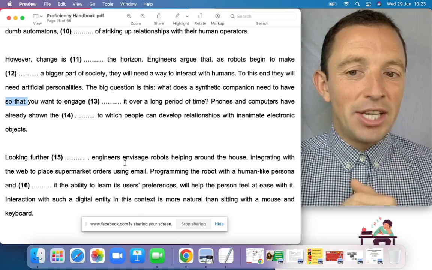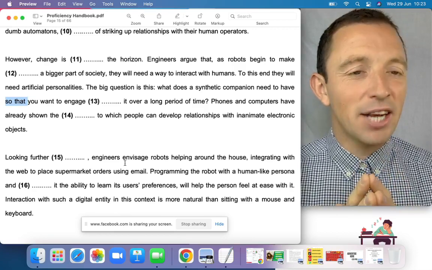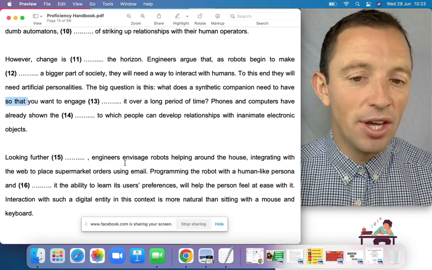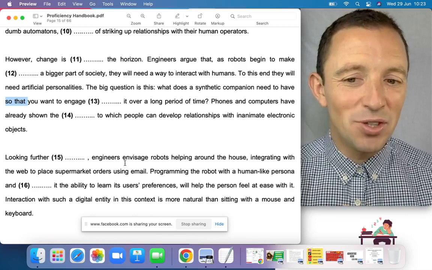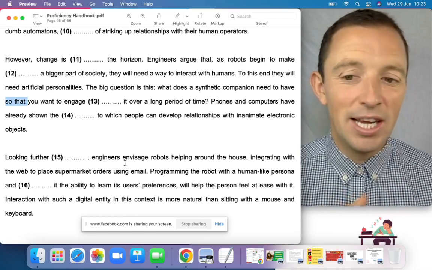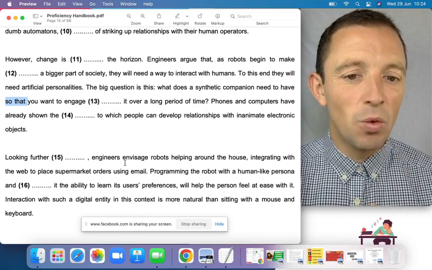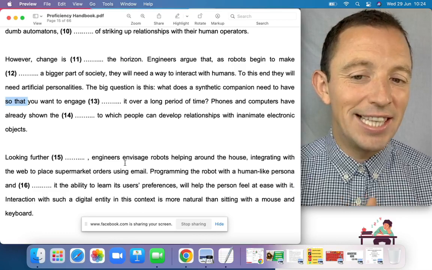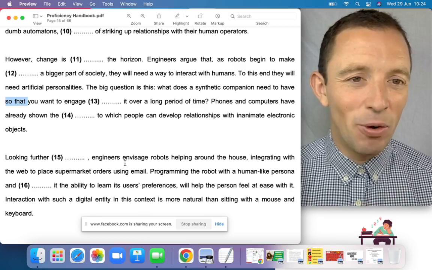Phones and computers have already shown the space to which people can develop relationships with inanimate electronic objects. Looking further space, engineers envisage robots helping around the house, integrating with the web to place supermarket orders using email, programming the robot with a human-like persona and space. The ability to learn its users' preferences will help the person feel at ease with it. Interaction with such a digital entity in this context is more natural than sitting with a mouse and keyboard.